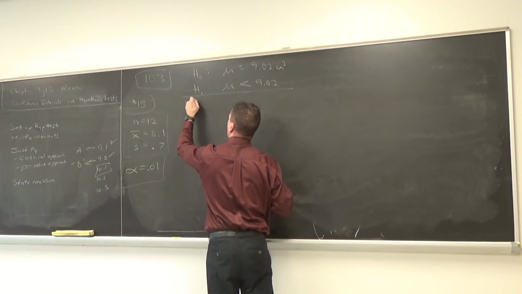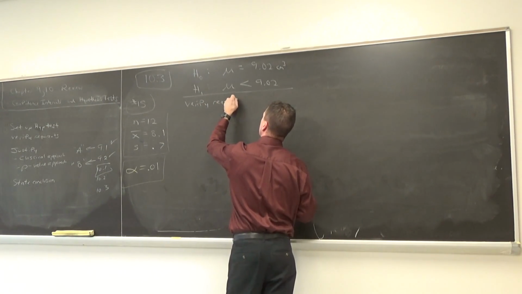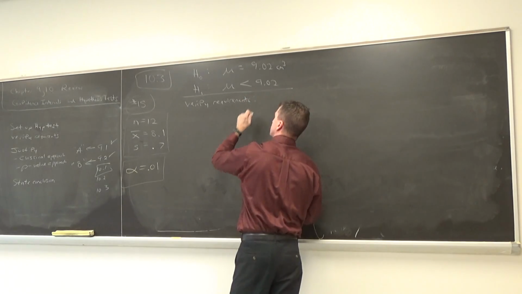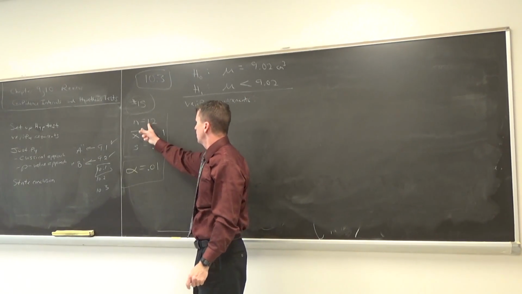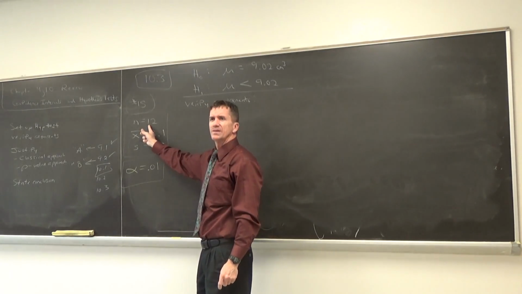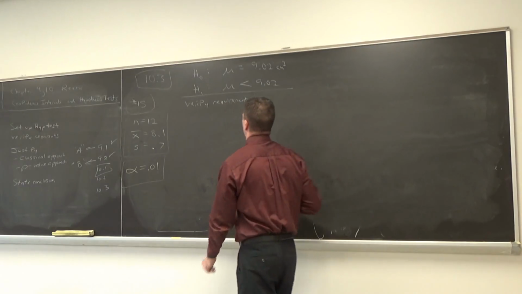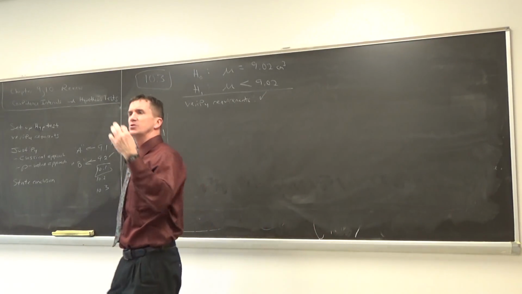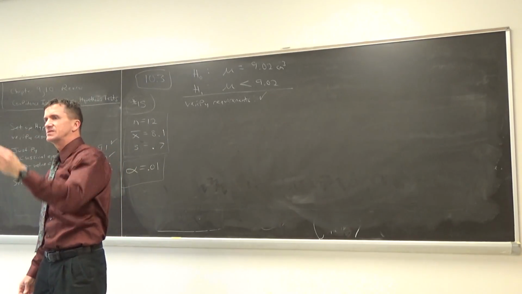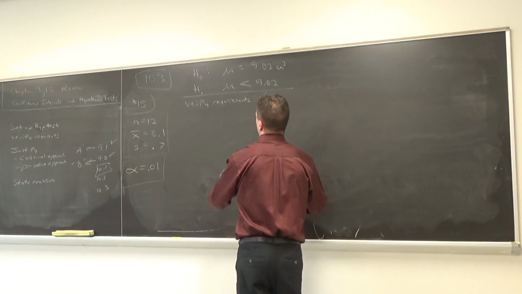Verify the requirements. But what did the book say? Simple random sample and normal. So we can check this off. It was only 12. But remember what they said? Sample data came from something that was already approximately normal, so we're good. It was a random sample, so we're good there.